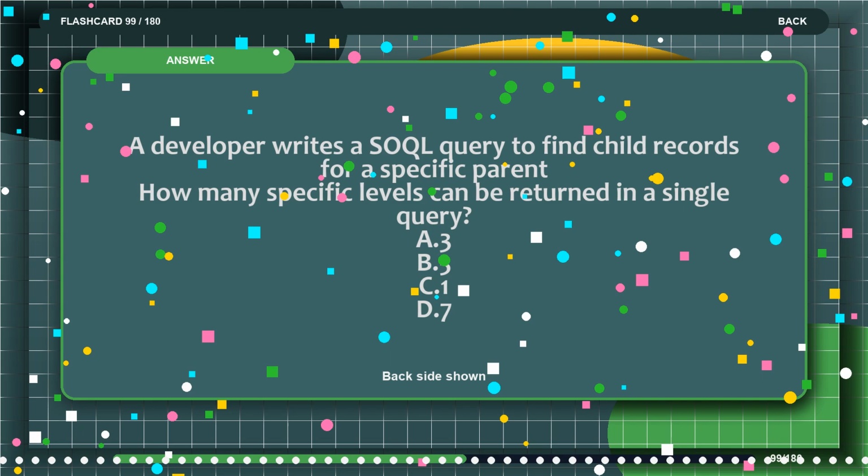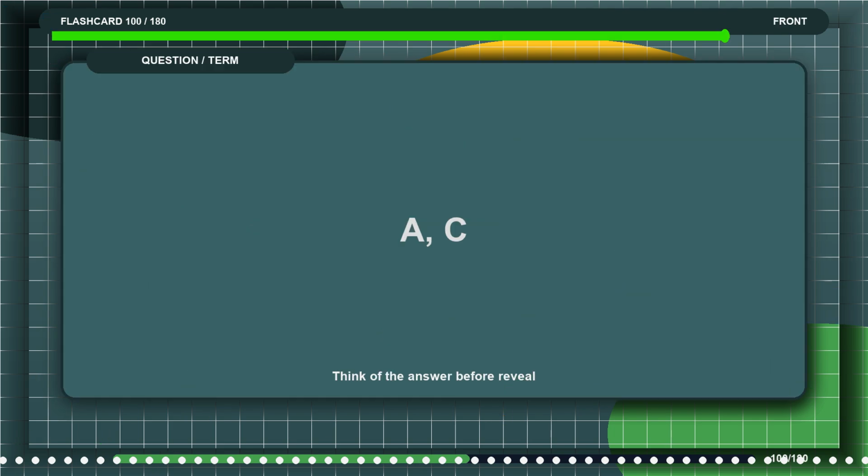The answer is: a developer writes a SOQL query to find child records for a specific parent. How many levels can be returned in a single query? A. 3, B. 5, C. 1, D. 7. Flashcard 100. A, C. Think of the answer before the reveal.